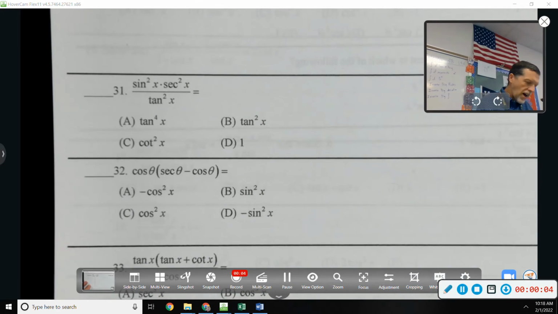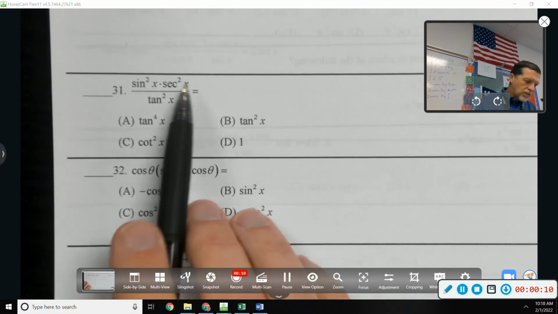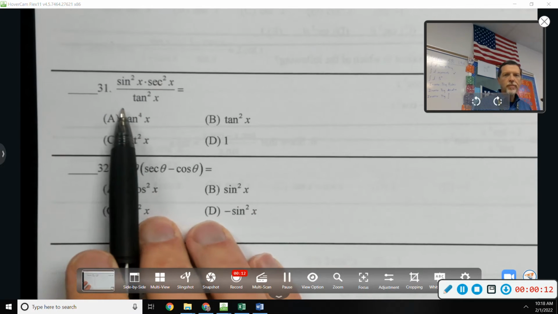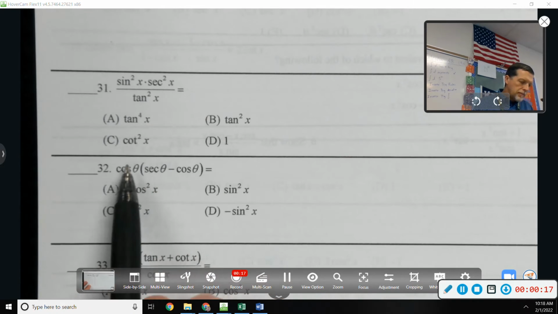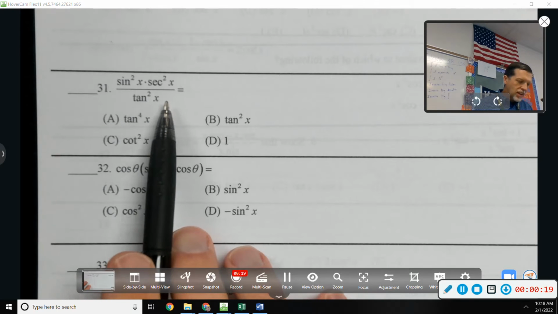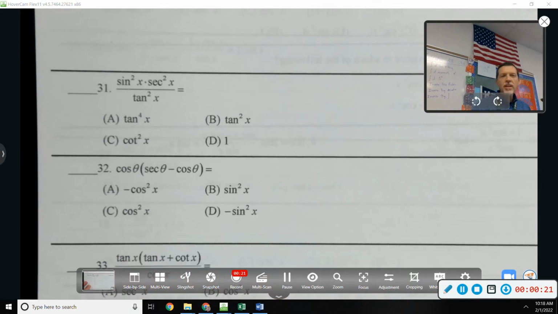So worksheet 5, number 31. Is that the one you said, Allie? 31. Sine squared times secant squared over tangent squared. Anytime I'm stuck, I could put everything in terms of sines and cosines.